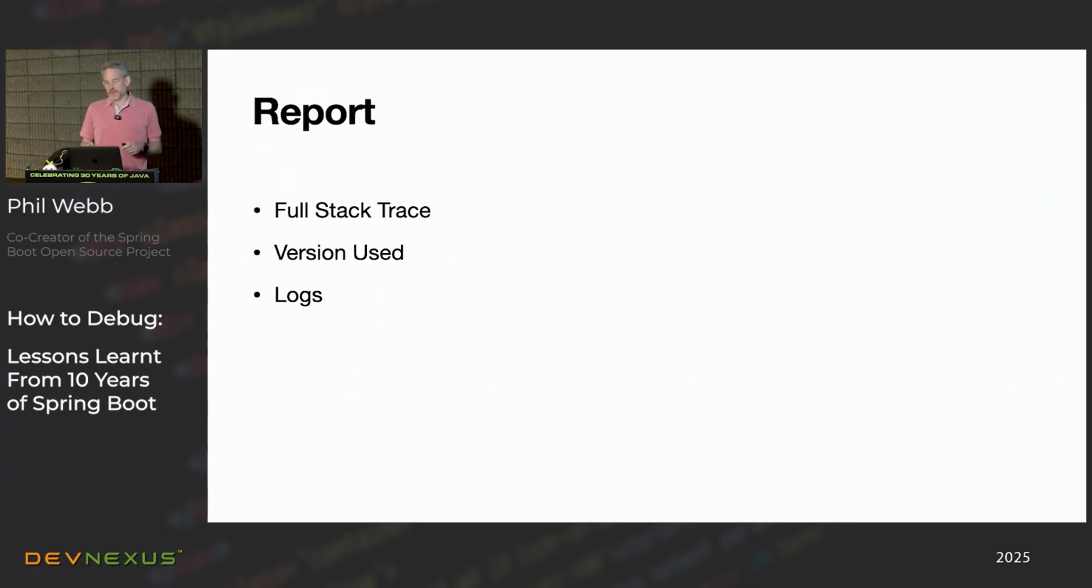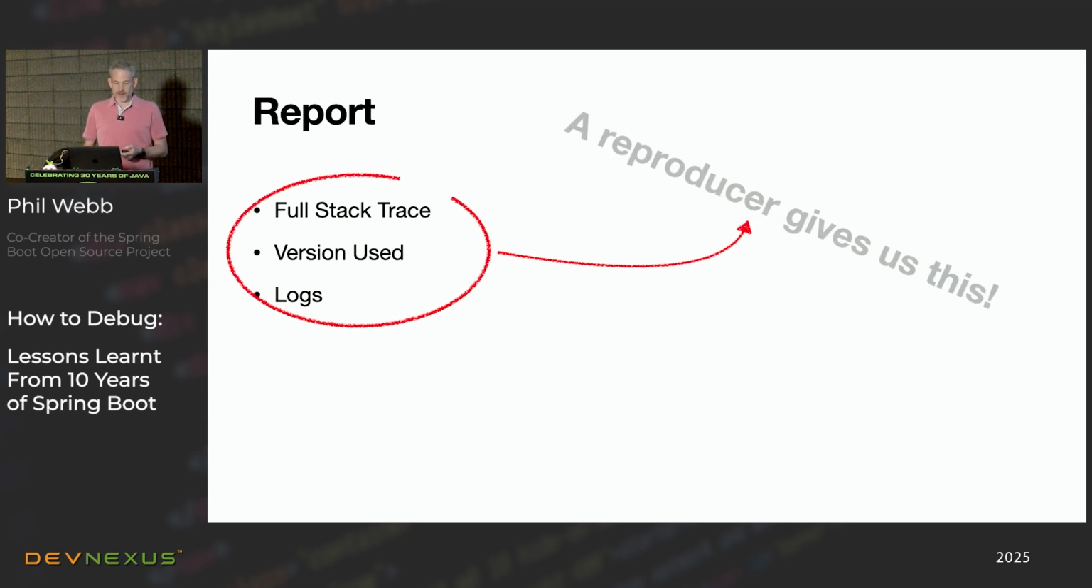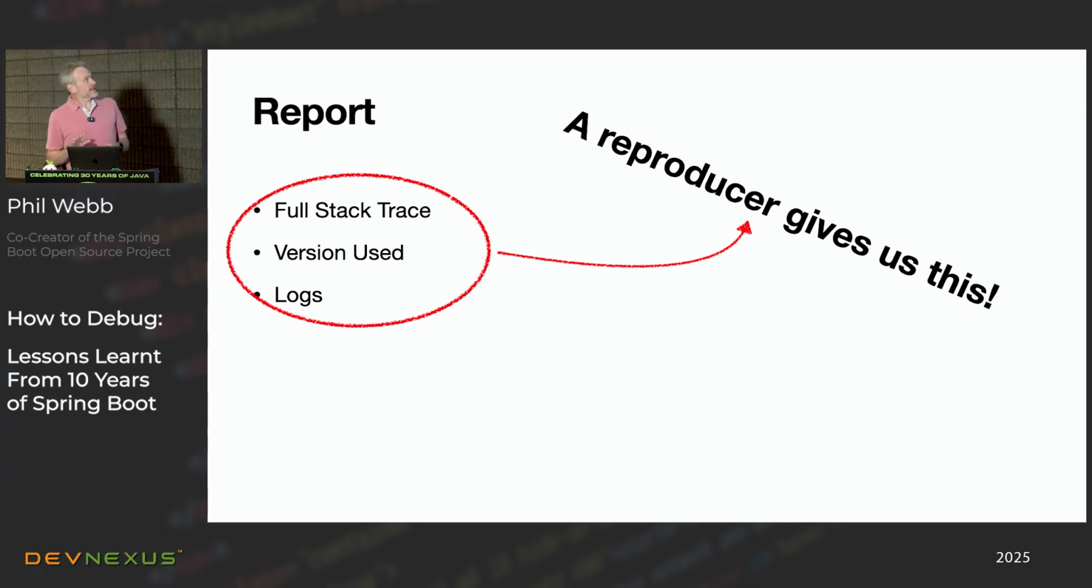So when it comes to reporting an issue, most open source projects will want the following things, like a full stack trace if you've got one, the versions that were being used, and any logs that you can give us. And the nice thing about the reproducer is it kind of gives us this information. So we don't need to ask for it. It's there in the app, and we can get the logs and we can debug things.